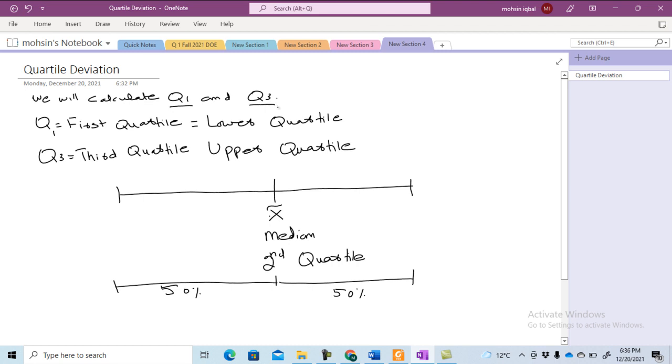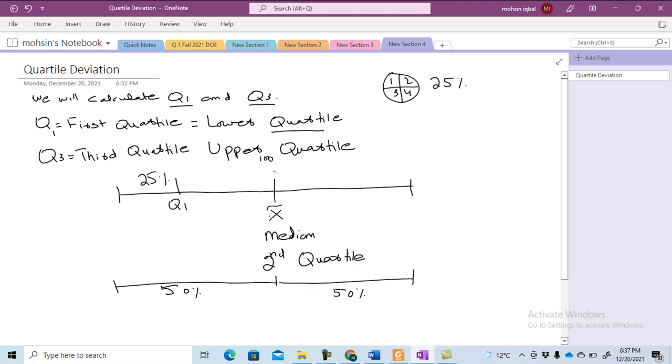Basically, what is a quartile? From the word, it is evident that a quartile divides data into quarters. Quarter means 1 by 4. If this is 100% of the data, we can make four quarters, 1, 2, 3, and 4, and each one of them has an area of 25%. So if I represent this line as 100% data, there will be four quarters. Q1 divides the initial part of the data into 25%.